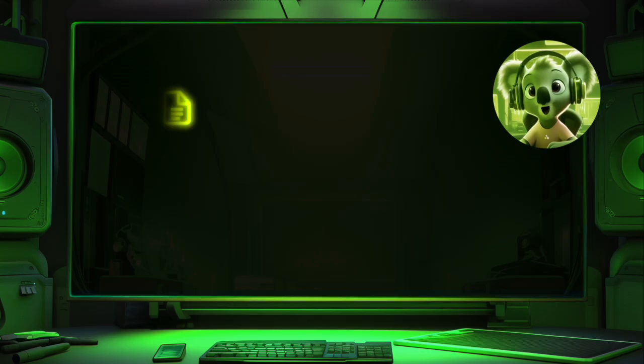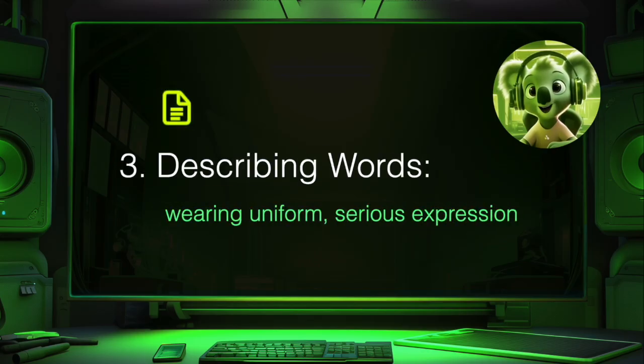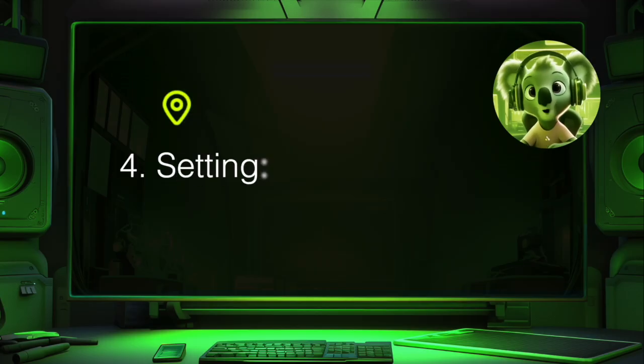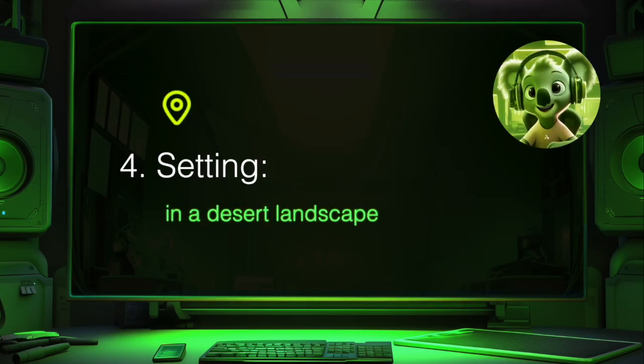3. Describing words. Add a few details to shape the subject. What are they wearing? What's their mood? What are they doing? Think adjectives, action, and attitude. 4. Setting. Drop your character into a scene. A desert, a spaceship, a moody forest, wherever your imagination wants to go.